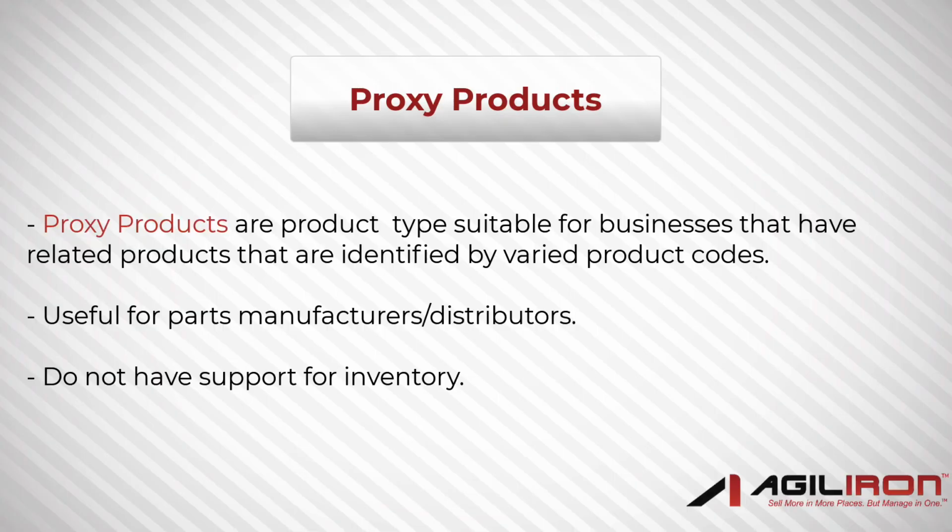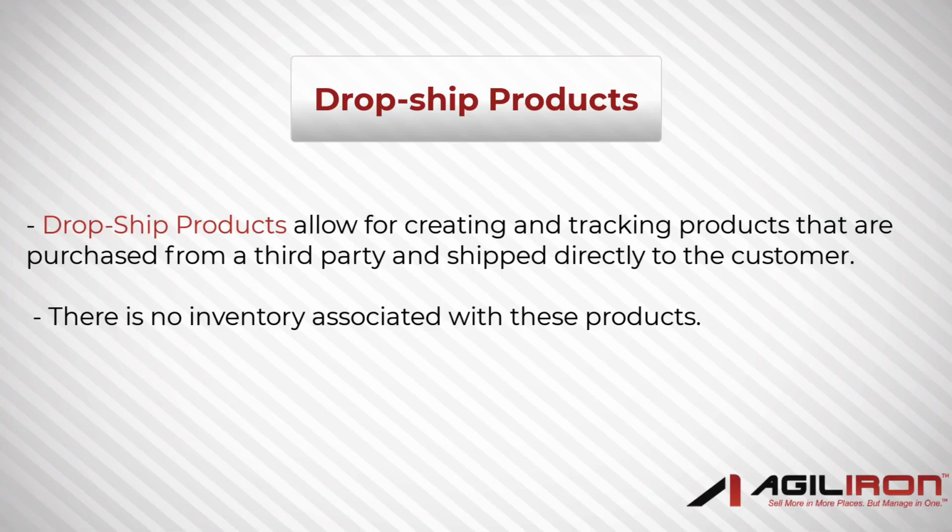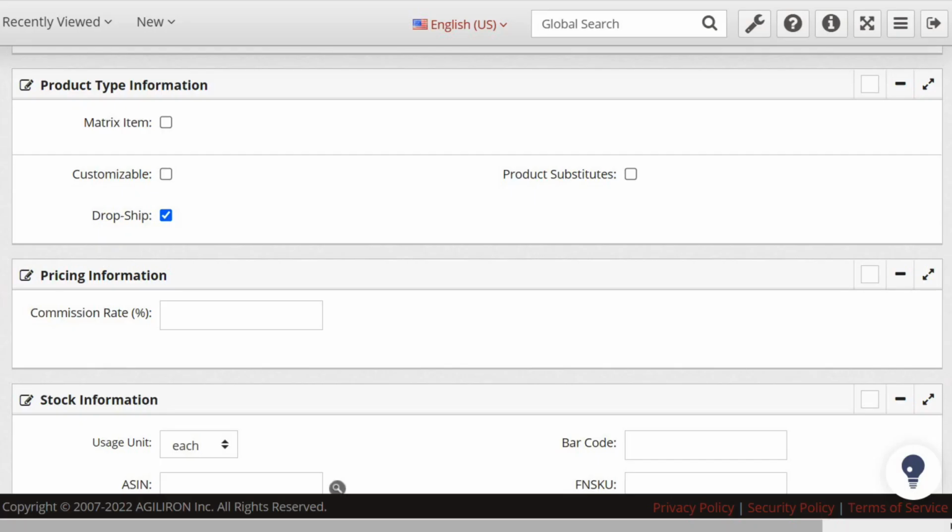Proxy products are a product type suitable for businesses that have related products that are identified by varied product codes. This is useful for parts manufacturers, distributors, in which items have different product codes associated with identical products. Select the Proxy option in Product Type Information while creating a new product. Dropship products allow for creating and tracking products that are purchased from a third party and shipped directly to the customer. There's no inventory associated with these products. Select the Dropship option in Product Type Information while creating a new product.